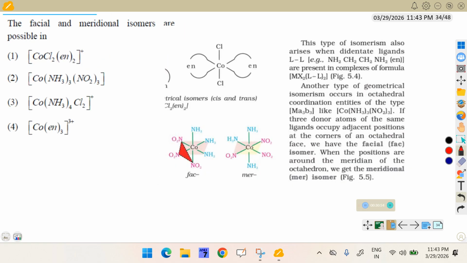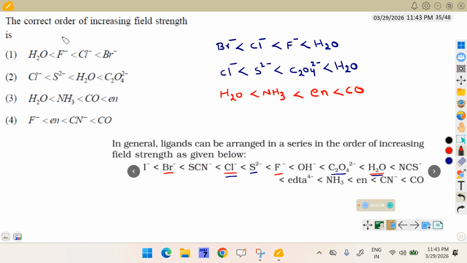The fascial and meridional isomers are possible in Ma3B3 type of molecule. The correct order of increasing field strength is, fourth one is correct order: F minus less than En less than Cn minus less than Co.